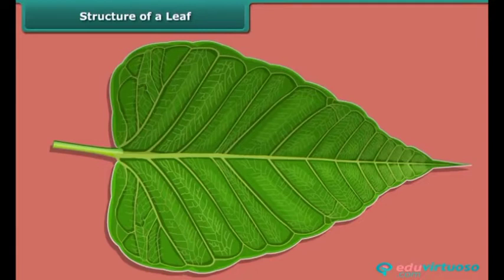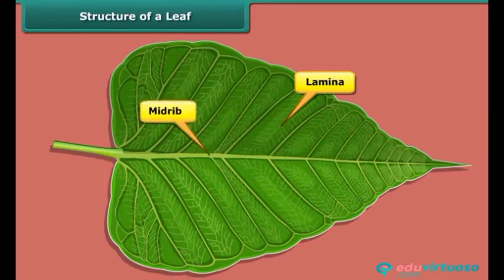The thin and flat part of a leaf is known as the lamina. This lamina is green in color. And then you can see a thick line present in the middle of the leaf. It is known as the midrib. The thick line present in the middle of the leaf is known as the midrib.